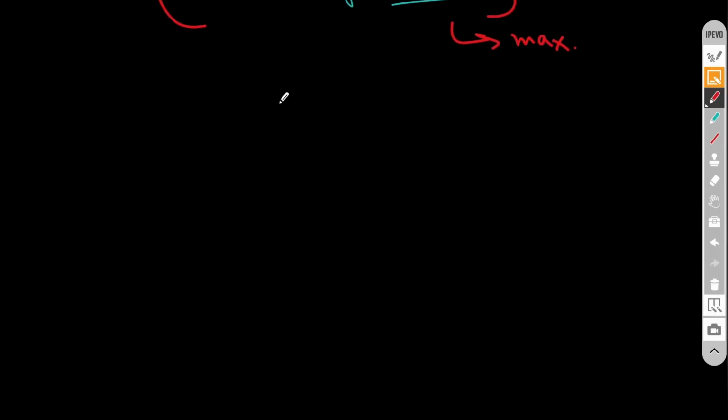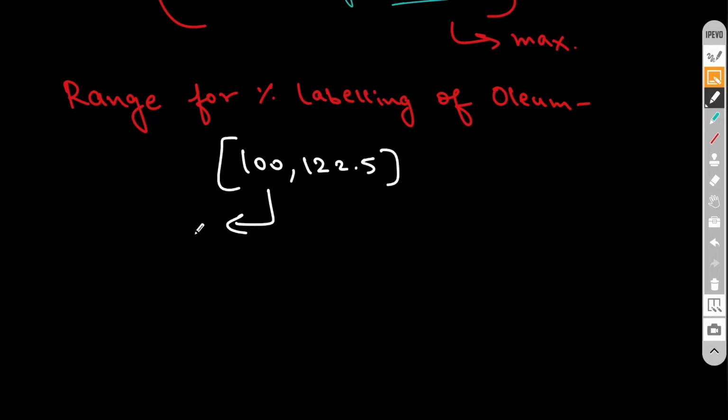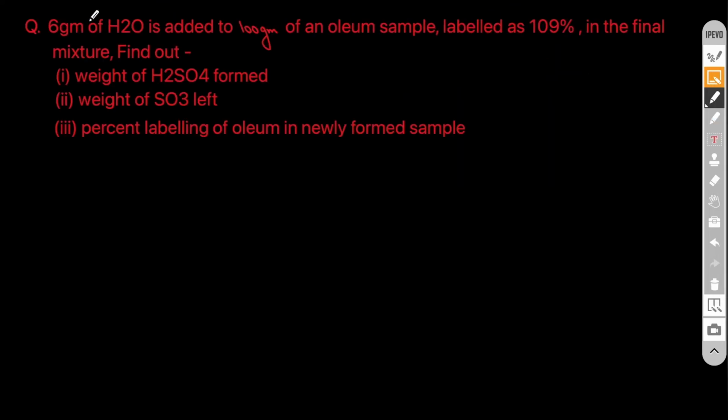So we finally got that the range for percent labeling of oleum is 100 to 122.5, right? 100 is the minimum, 122.5 is the maximum. 100 to 122.5. This may be asked directly in a single correct problem. That's why we discussed it. Now we'll solve a problem here.